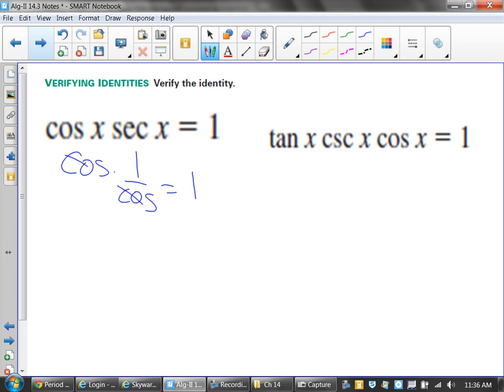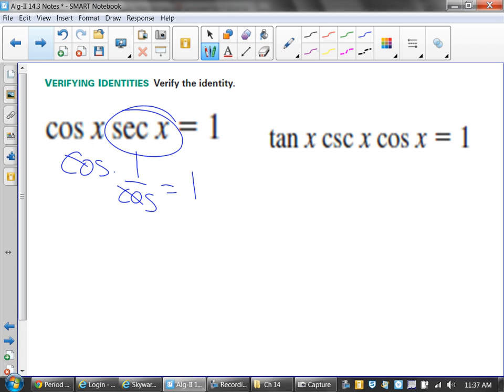So can we just write down the identity? No, you have to show them. Just click up there, verify the identities. What you're doing here is using the identities off of this. You're using what is secant? Secant is 1 over cosine.